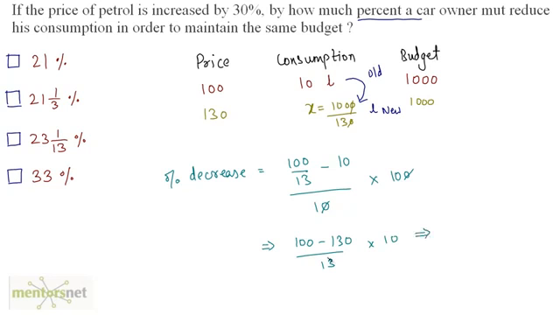So this is equal to 100 minus 130, which is minus 30, times 10, which is 300 divided by 13, and that is equal to 23 1/13%. So our answer is option C.